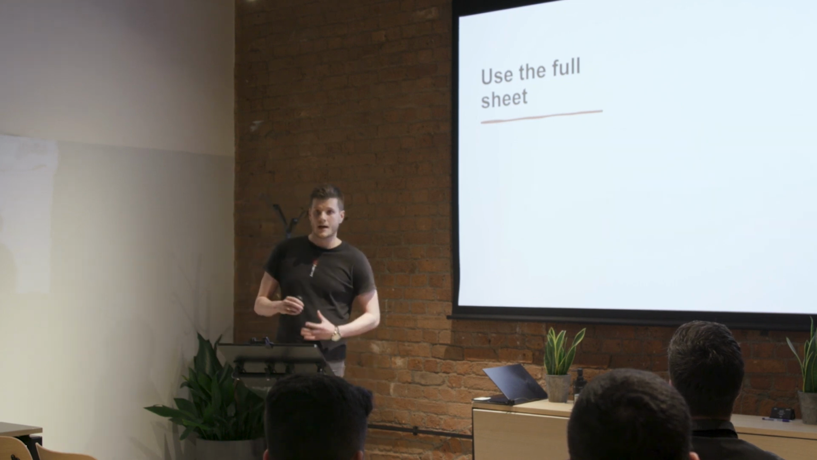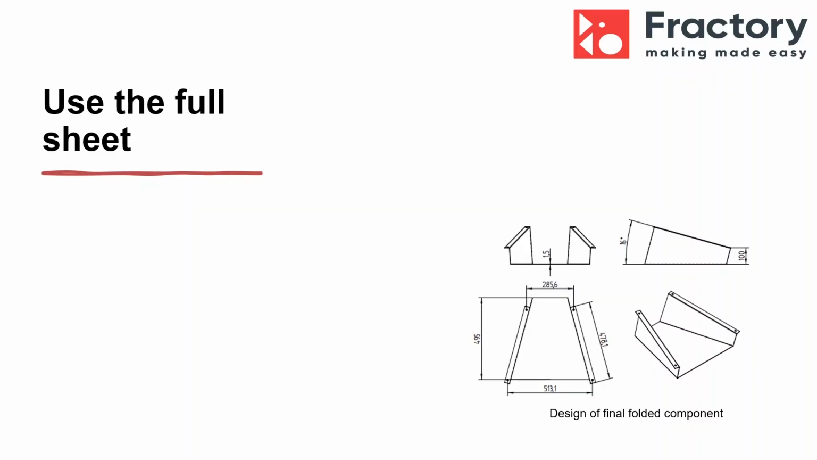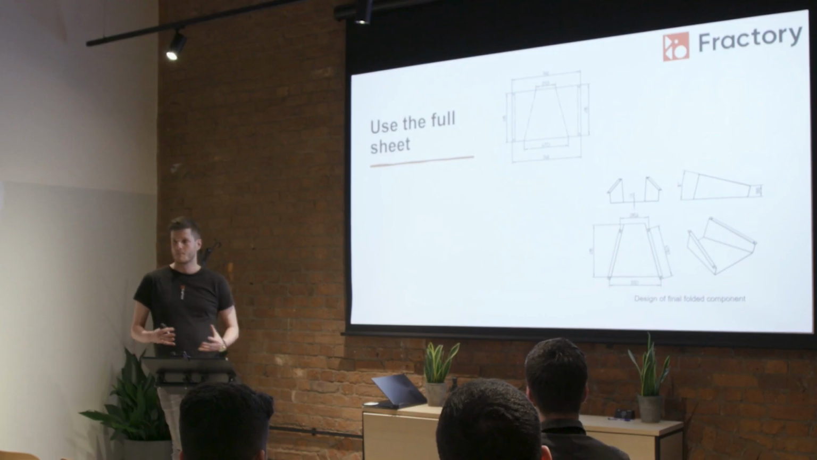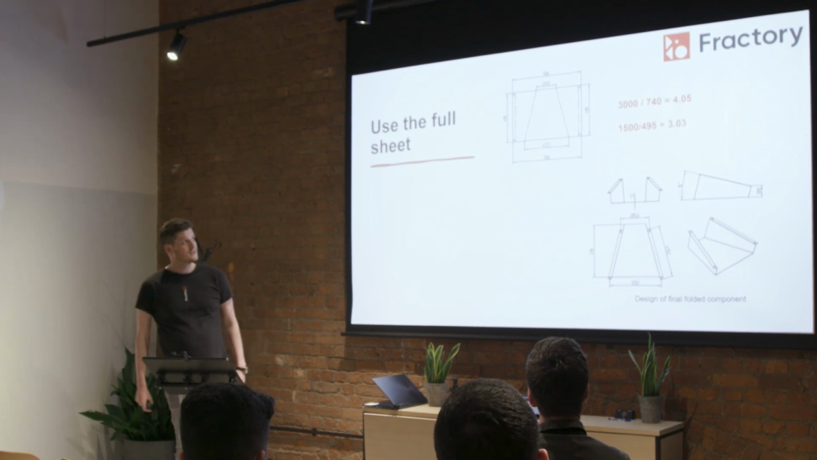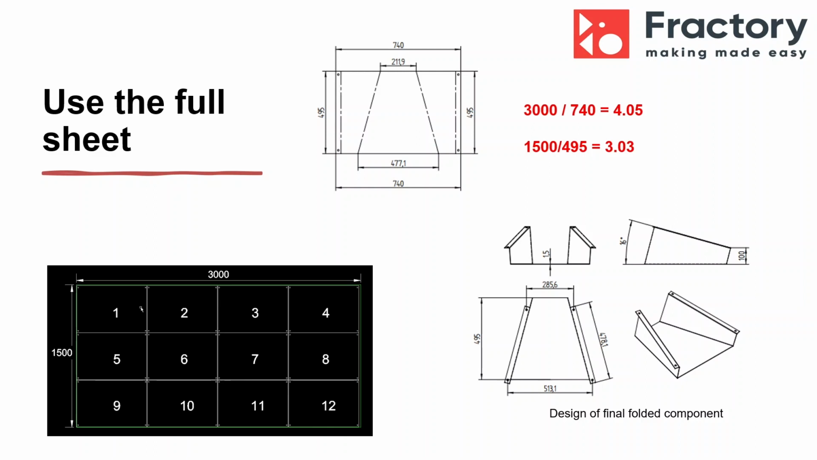Now, looking at how that relates to practical use, I've got a folded component design here. It looks pretty standard, just with 4 folds on it. The reason this is quite an interesting piece is because the actual sizes of it are 740mm across by 495mm down. Going back to what I was talking about with the 3 by 1.5 meter sheets, this fits really nicely, 4 across and 3 down, so that you absolutely maximize the sheet. You can get 12 of these components out of one sheet.